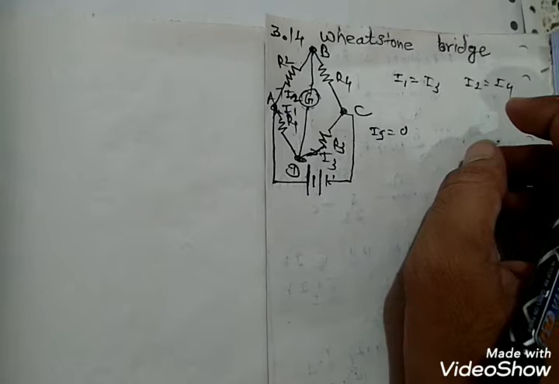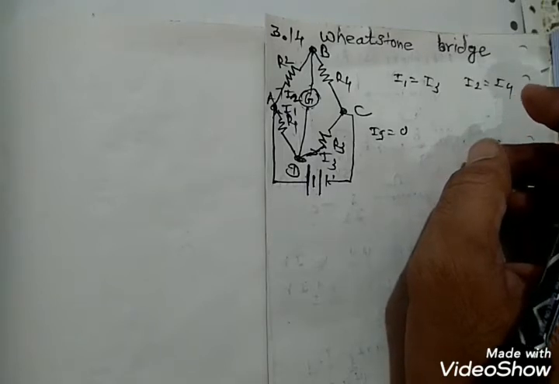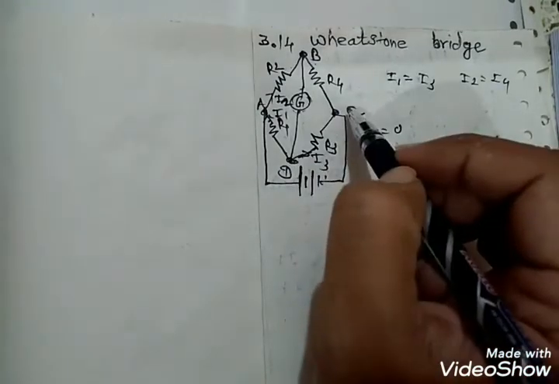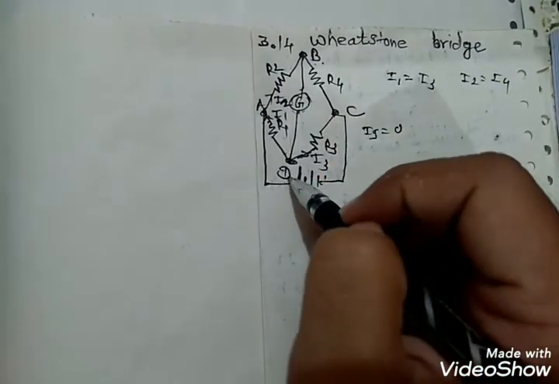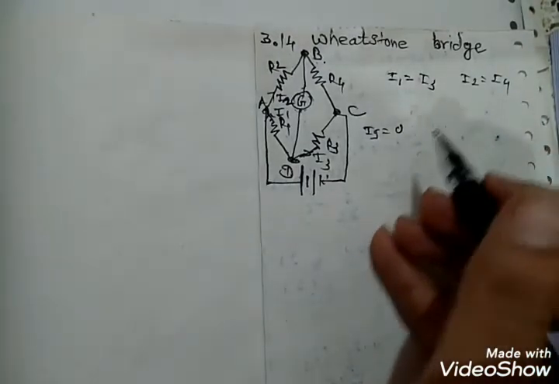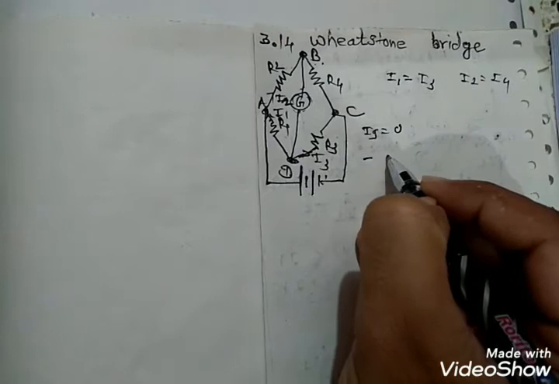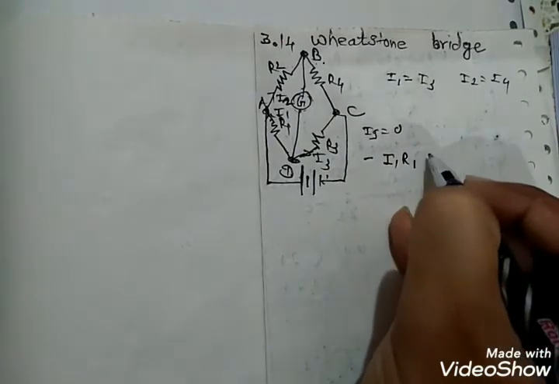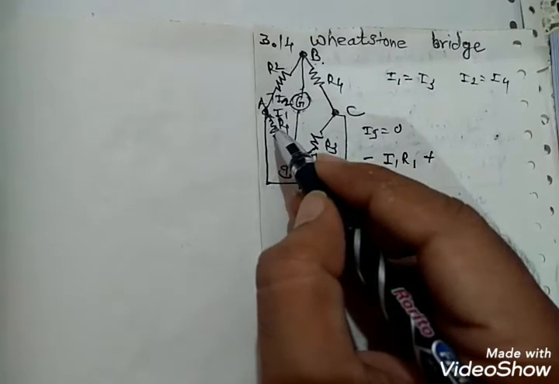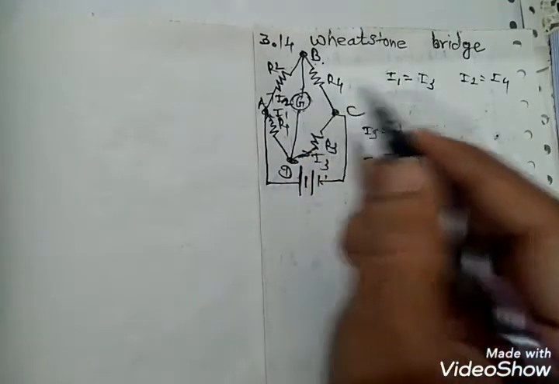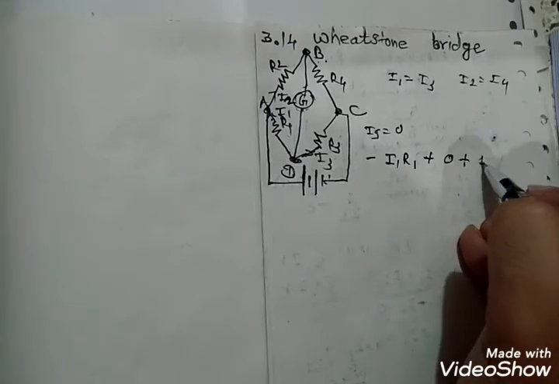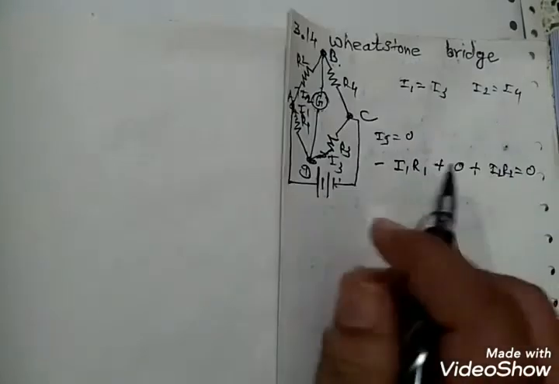Next we apply Kirchhoff's loop rule to the closed loops ADBA and the second one, CDBC. The first loop gives minus I1 R1 plus 0 plus I2 R2 is equal to 0.